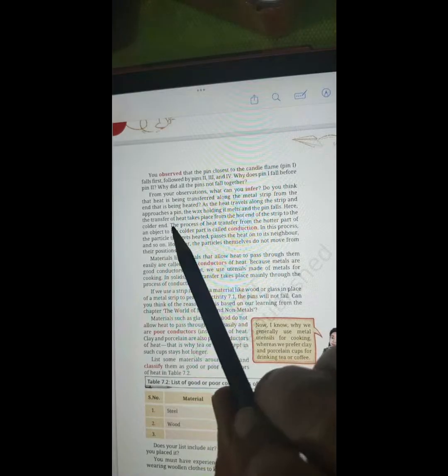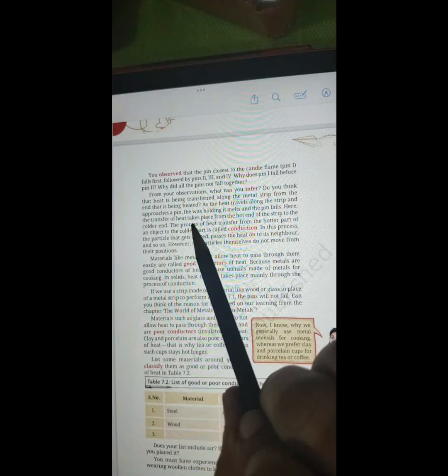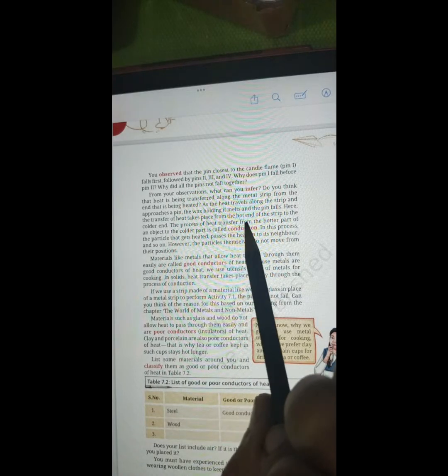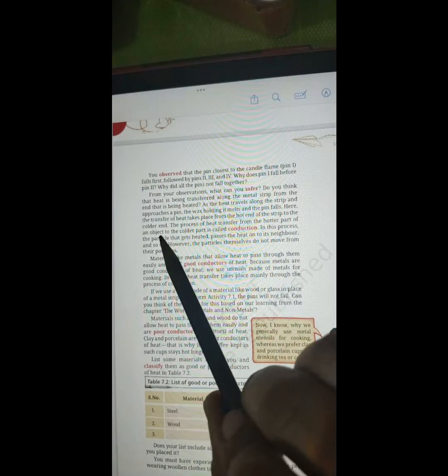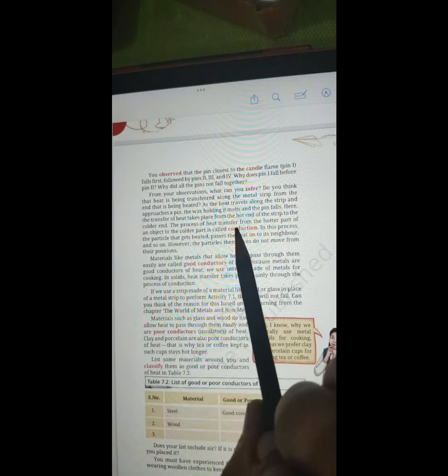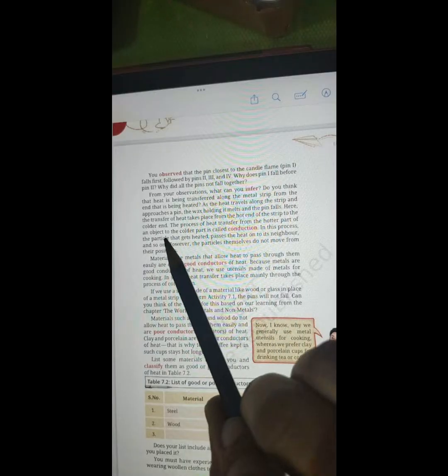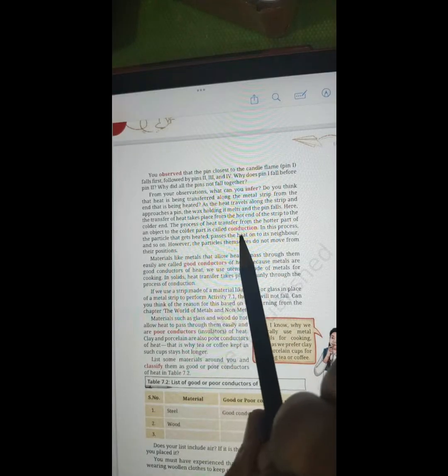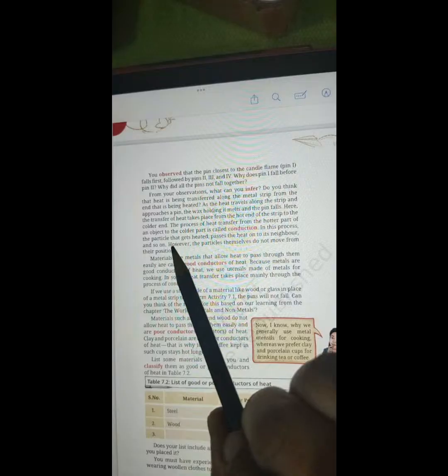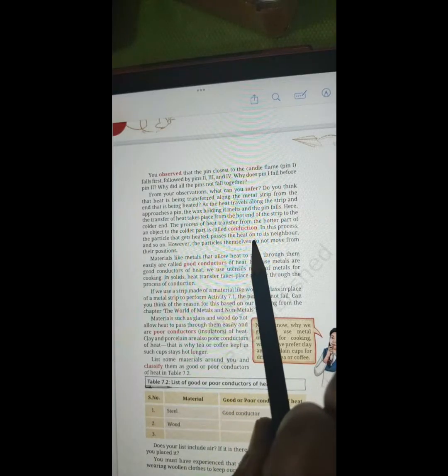As the heat travels along the strip and approaches a pin, the wax holding it melts and the pin falls. Here, the transfer of heat takes place from the hot end of the strip to the colder end. The process of heat transfer from the hotter part of an object to the colder part is called conduction.